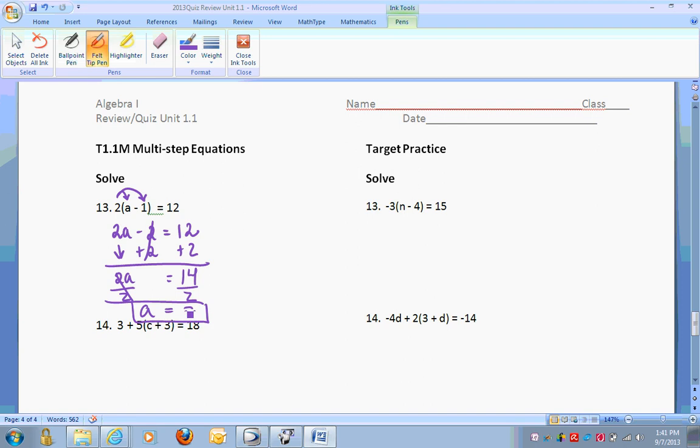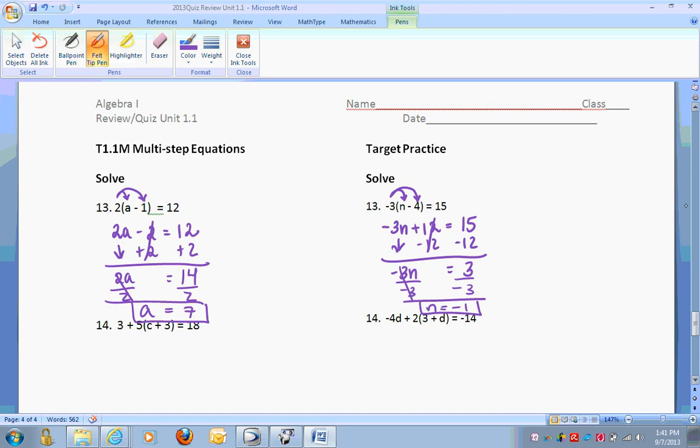All right, now on number 13 on the target practice side, I'm going to multiply negative 3 times n and negative 3 times negative 4. So I end up with negative 3n plus 12 equals 15. Now I subtract 12 from both sides, bring down the negative 3n, and 15 minus 12 equals 3. I then have to divide both sides by negative 3, and n equals negative 1.